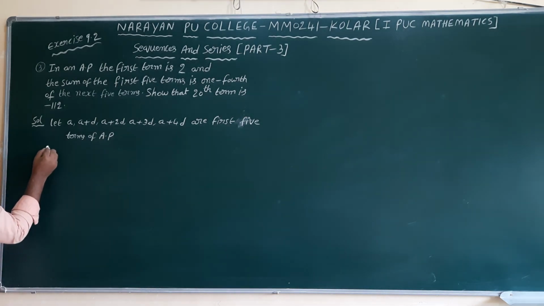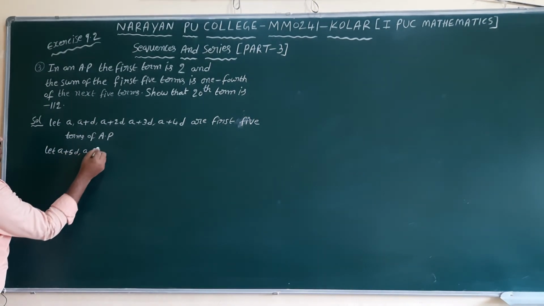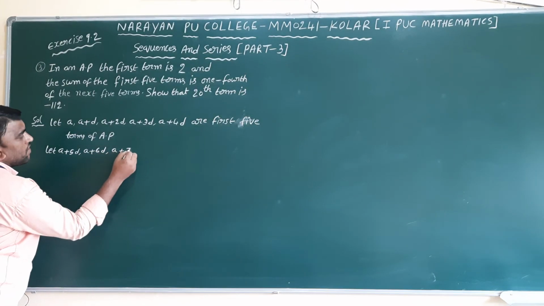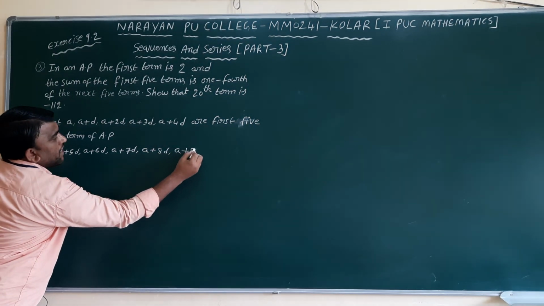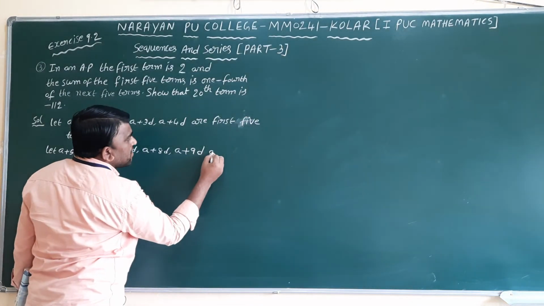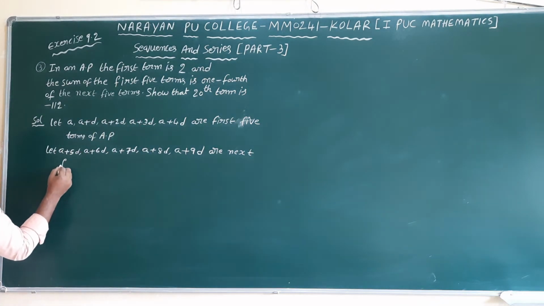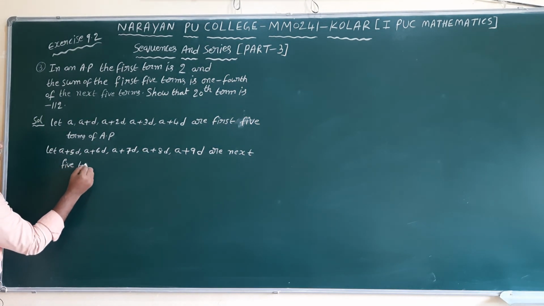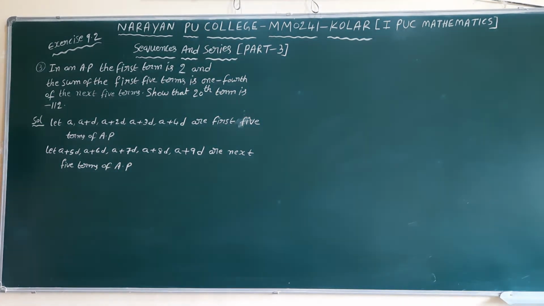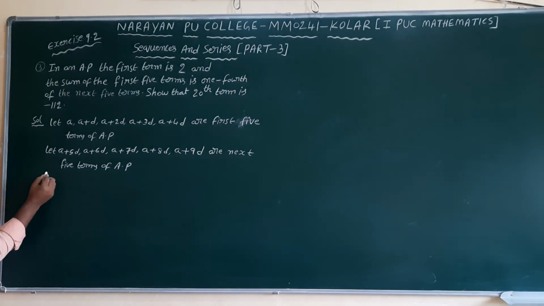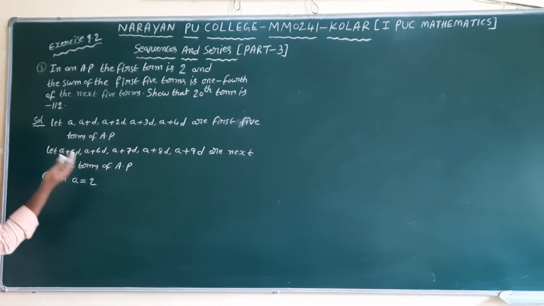Next, let A plus 5D, A plus 6D, A plus 7D, A plus 8D, A plus 9D be the next five terms of the AP. And given that the first term is 2, A equal to 2, first term is nothing but A.